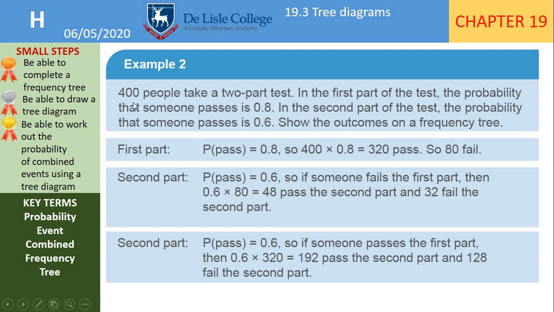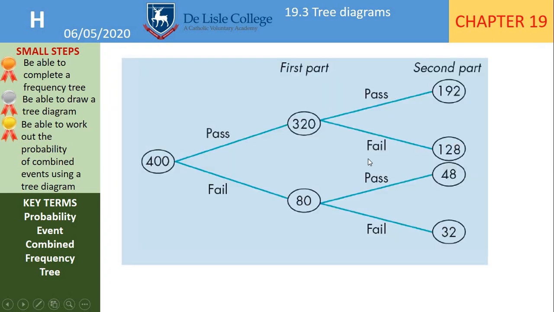So 400 people took part in the test. So 400 times 0.8 would mean that 320 pass. So 320 pass would mean then, by looking at the totals that I've got to add back up to 400, that 80 fail.